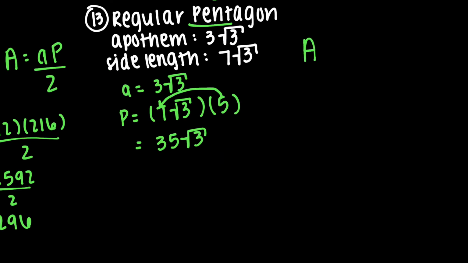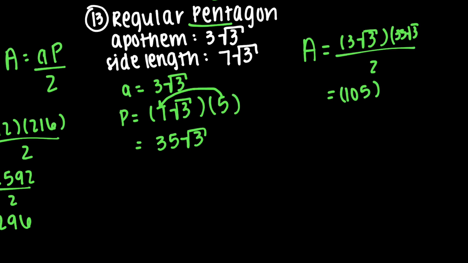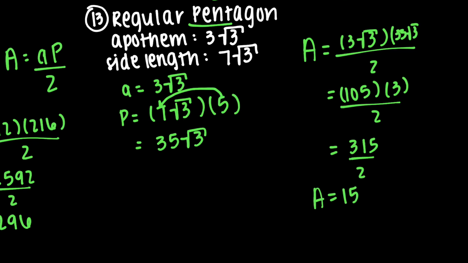So then to go into the formula, area equals my apothem, which is 3 root 3, times my perimeter, which is 35 root 3. I can multiply what's similar, so 3 times 35 gives me 105. And remember, root 3 times root 3 gives you the square root of 9, which is just 3. We're still going to divide it by 2, so 105 times 3 gives me 315. And your last step is to divide that by 2. So your area of this regular pentagon would be 157.5.